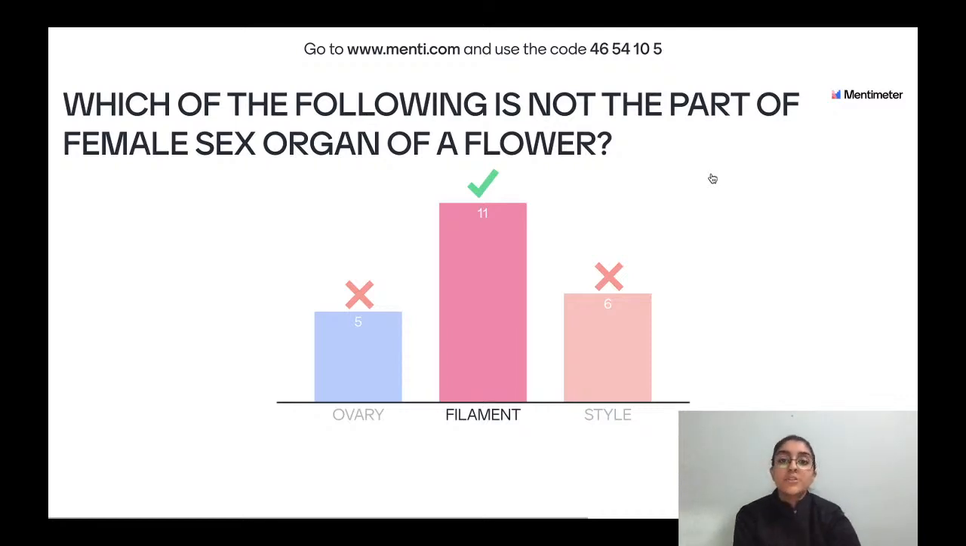Yes. So the correct answer over here would be filament. The female sex organ has four parts, that is a style, stigma, ovary, and in that ovary we have ovules. So there would be four parts. However, the male sex organ in a plant, that is a stamen, has two parts, that are filament and anther.